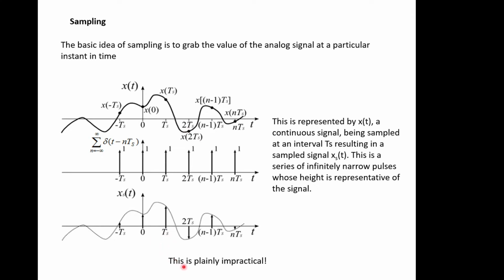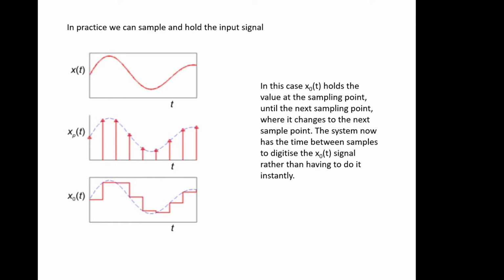And this is plainly impractical, I would suggest. First of all, getting spikes that are infinitely thin and sampling at this point, there's always going to be some variation or some finite value of the width of this thing. So we have to go a little bit further than that, and to cut a long story short, we end up doing something called a sample and hold.